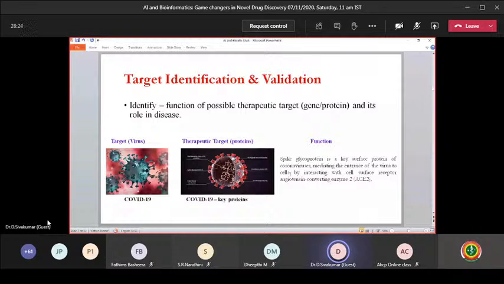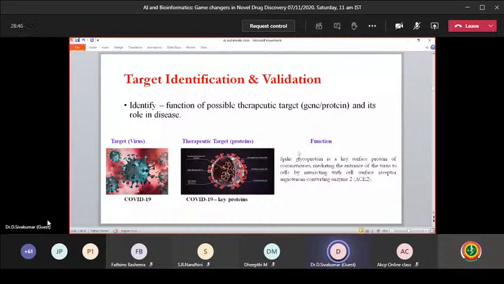How are we going to validate it? For example, let's take a simple example: COVID-19 is a target virus we identified, and there are several proteins, starting from the shell, the capsid protein, and to inside the cell. What are all the proteins? There are so many proteins. We need to identify what proteins you are going to target and why it is important.